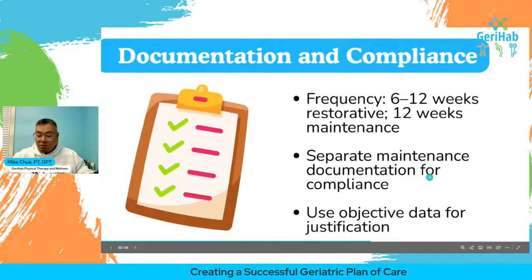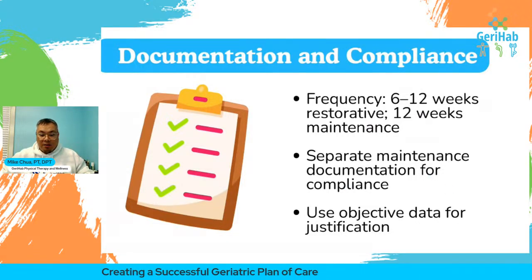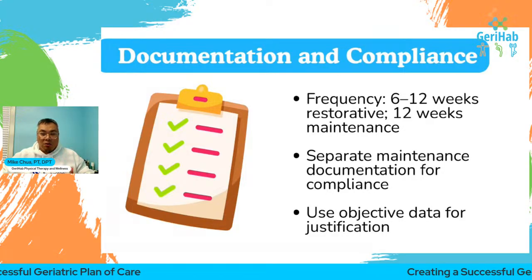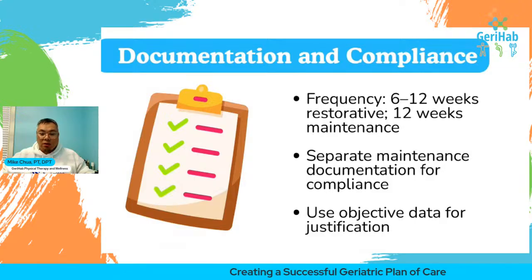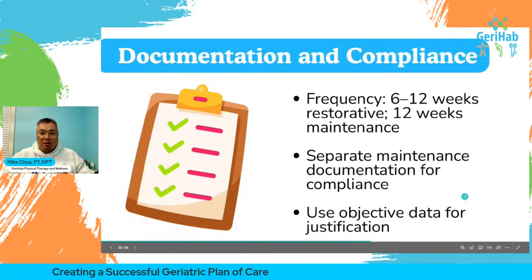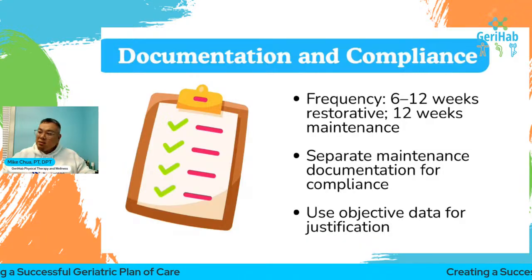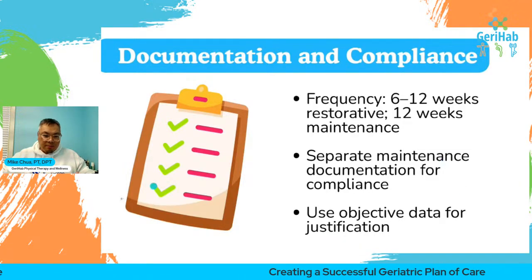The goals that were shown earlier are not objective. There's no functional mobility. There are no scores. You need to put the numbers there: the Berg, the Tinetti, the gait distance, the assistance level. Remember, the assistance level is not just a physical assistance.